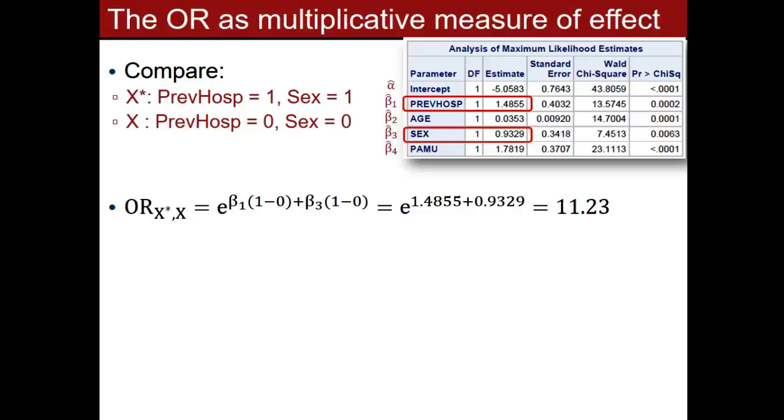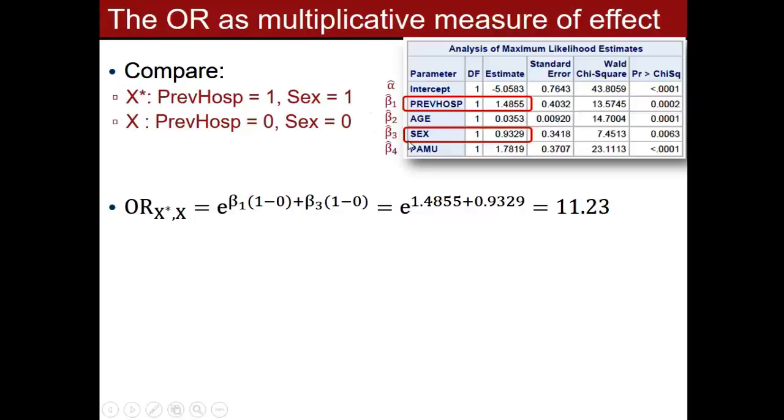Okay, so two things are varying, essentially, not just holding everything else constant. We're holding age and PAMU the same, but these two are going to vary. And what happens is all the other terms go away because they're held constant. Age is the same and so forth. But here we have two pairs of 1 minus 0 corresponding to previous hospitalization 1 versus 0, and then sex 1 versus 0. So this is now the odds ratio per our formula for comparing these two fictional people or groups of people, the hospitalized males versus the zeros for both.